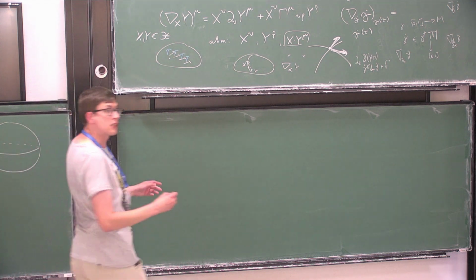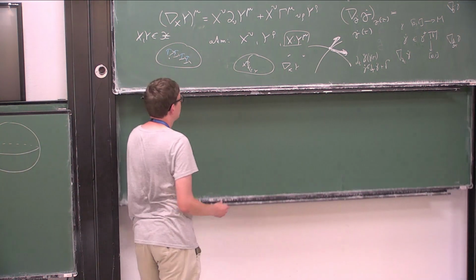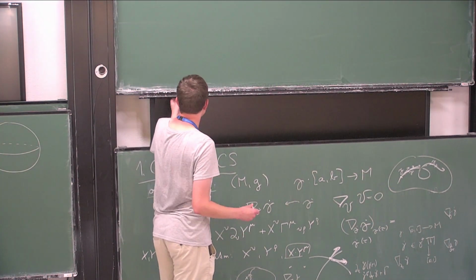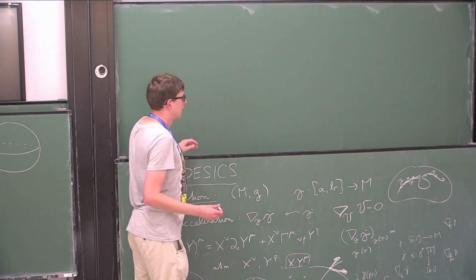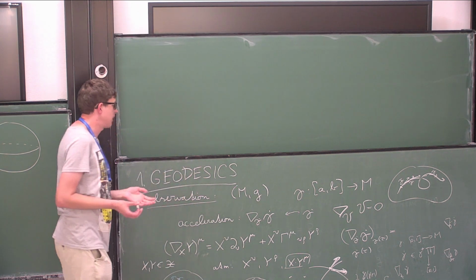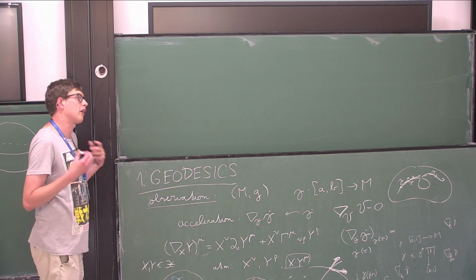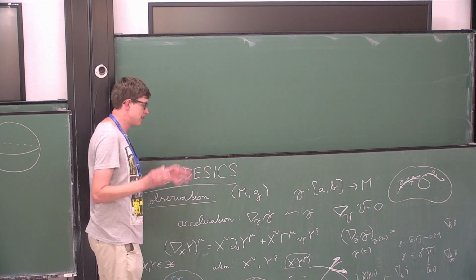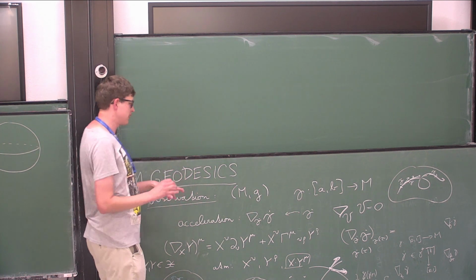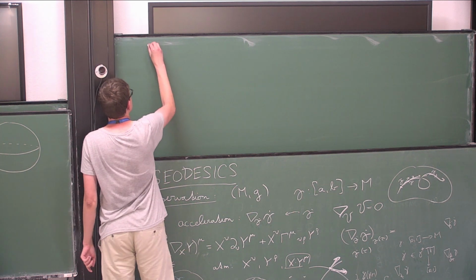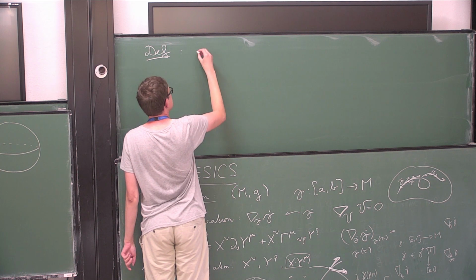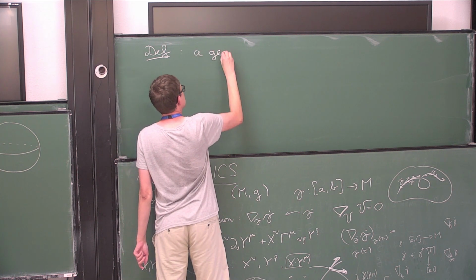Very good. Now that we know what an acceleration is, you might remember from some physics that if you have something that has no acceleration, then you should think of it like free moving stuff. There are no forces acting on it, and it has zero acceleration. So the bottom line is that there is a special class of curves. We call a curve a geodesic.